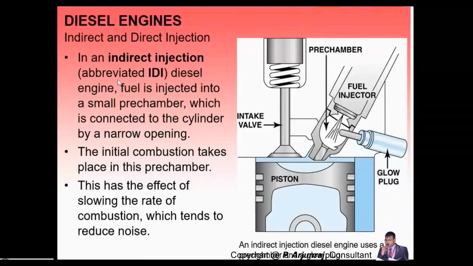And you see here in the case of the indirect injection system, also called IDI, the fuel is injected into a small chamber, basically the pre-chamber. This is the pre-chamber where the fuel gets injected. It's not directly injected into the piston combustion chamber. So the portion above the piston is called the combustion chamber. Instead of directly injecting into the combustion chamber, you are going to inject into a place called the pre-chamber, which is connected to the cylinder.